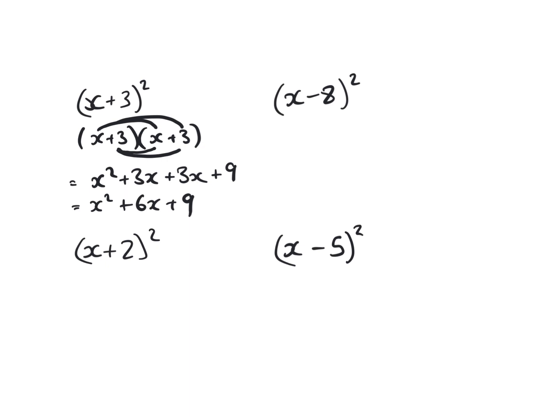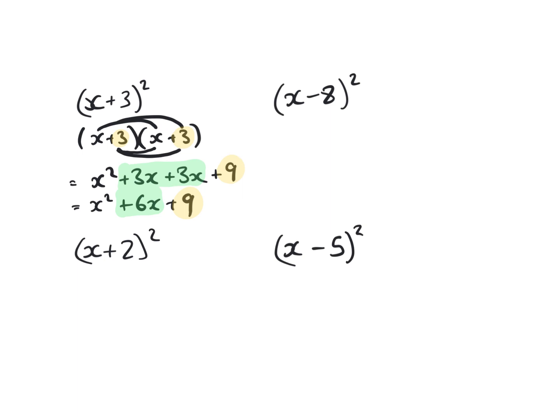What's important to note is the term in the middle. Because we're squaring the bracket, this positive 3 is in both brackets, so I get this positive 3x twice, which gives me double that, positive 6x. The other thing to note is this term at the end, this positive 9, comes from squaring the number in this position. So that 3 times 3 squares to give me that 9.